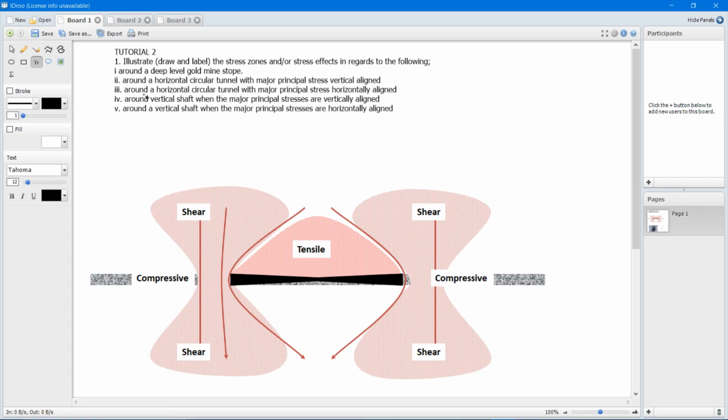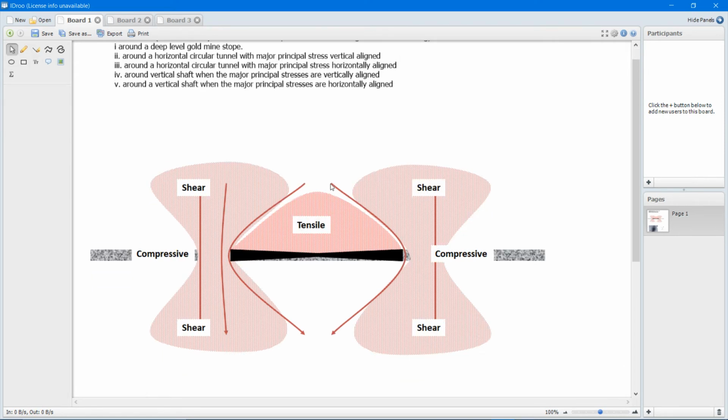Okay, so our first question is asking us to illustrate, draw, and label the stress zones and/or stress effects in regards to the following. Firstly, around a deep level gold mine stope. So that's the depiction we have here. This is typically what it looks like at a deep level gold mine stope.